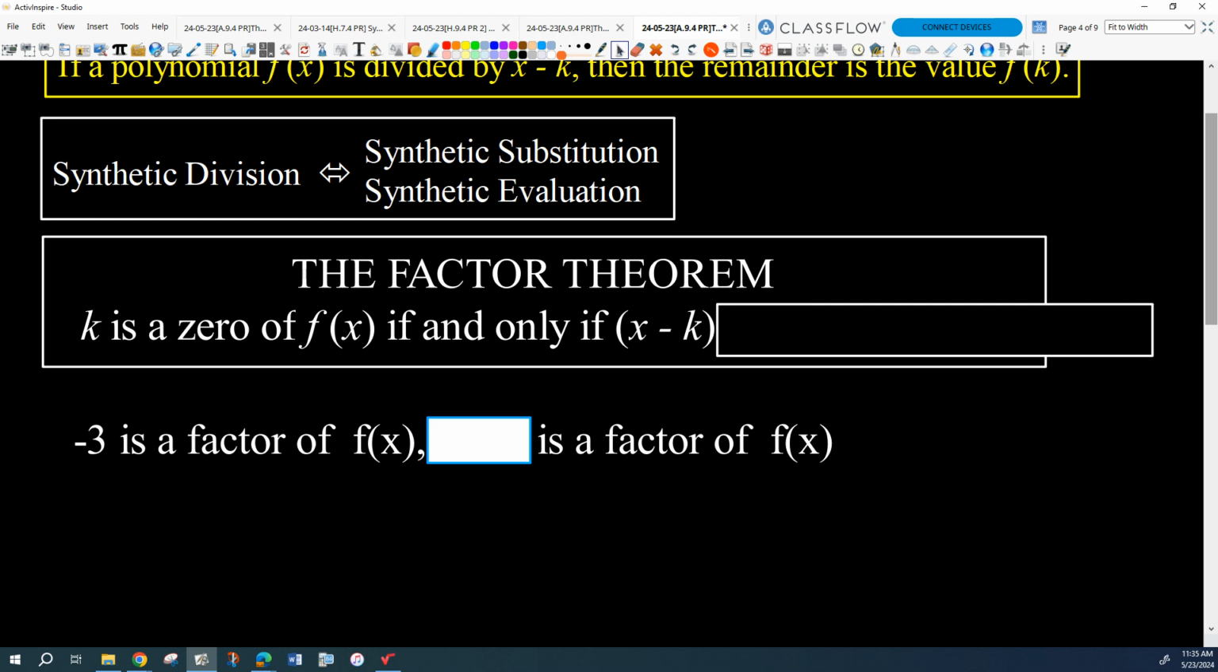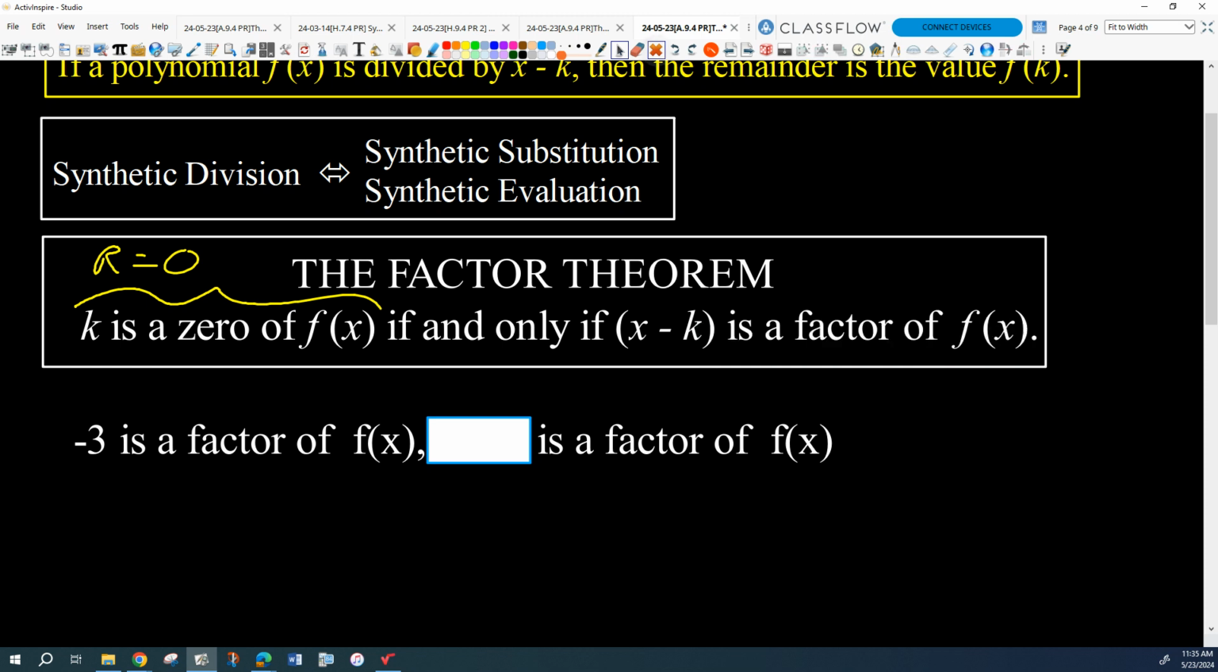So if k is a 0, that's another way of saying r equals 0, right? There's no remainder. Doesn't that mean that x minus k then has to be a factor, right? That's huge. That's really valuable to us. So it tells us that these two statements always go together. If k is a 0 of f of x, that guarantees that x minus k is a factor of f of x. And those two things always mean the same thing.